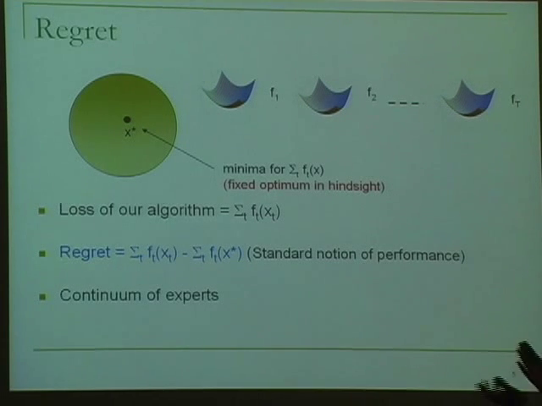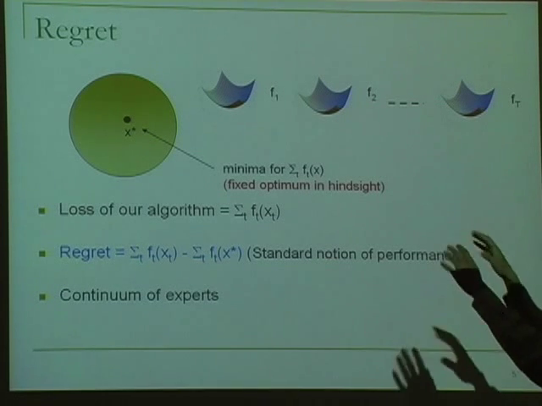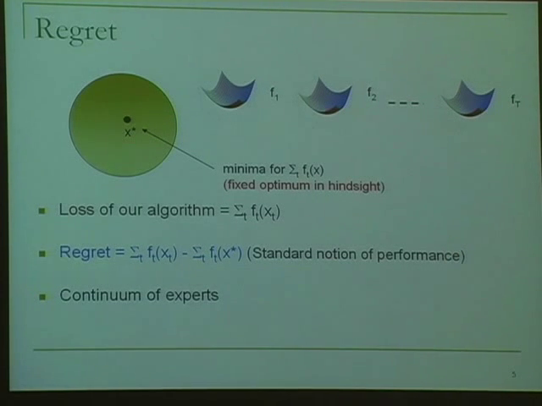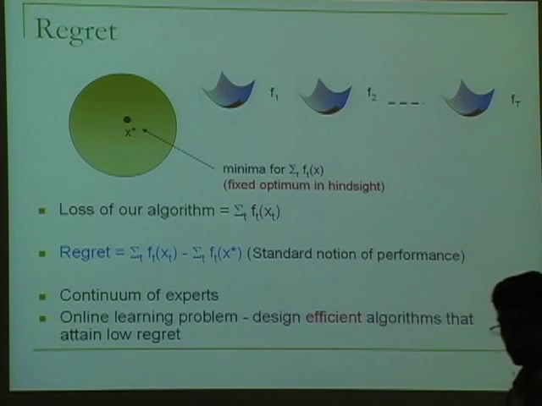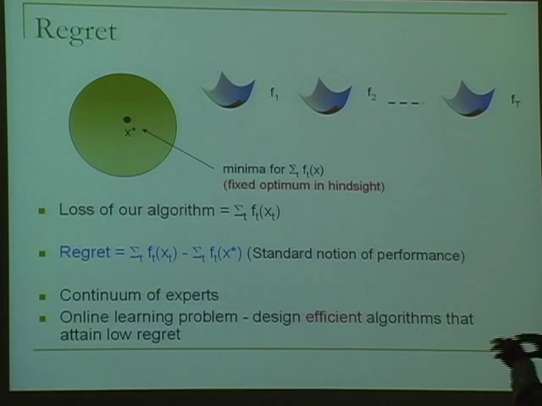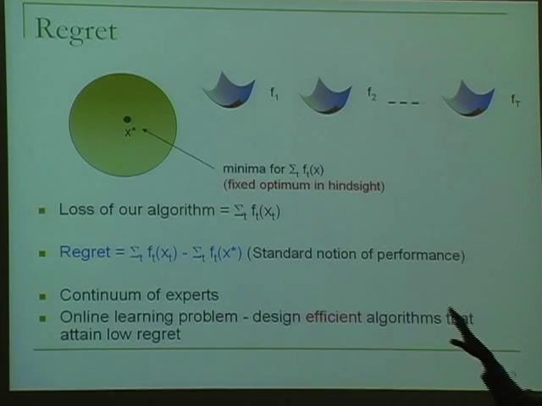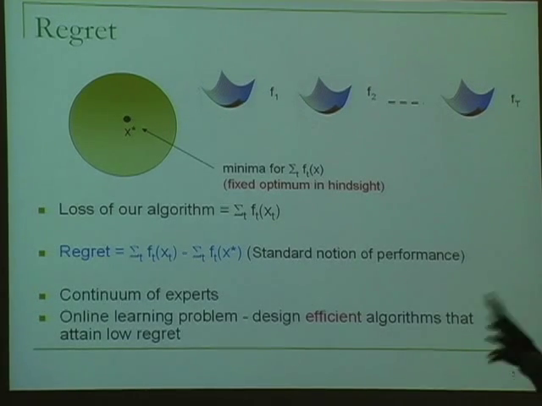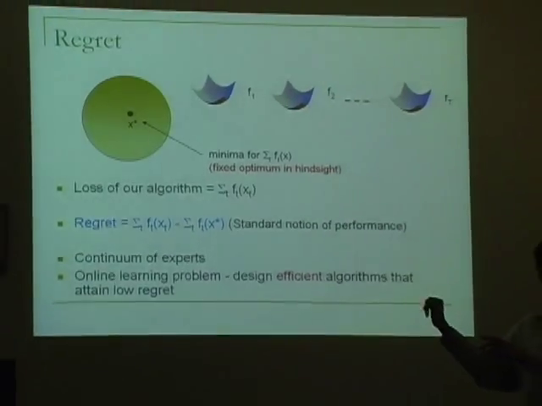So you can think of this as an expert setting. Suppose each point was an expert. If you can minimize this, you're comparing against the loss of the best expert. And this convex body represents some continuum of experts. And the online learning problem is to design efficient algorithms that attain low regret for these scenarios. So any questions? I hope this framework is clear. I'll give a more concrete example describing all of this.